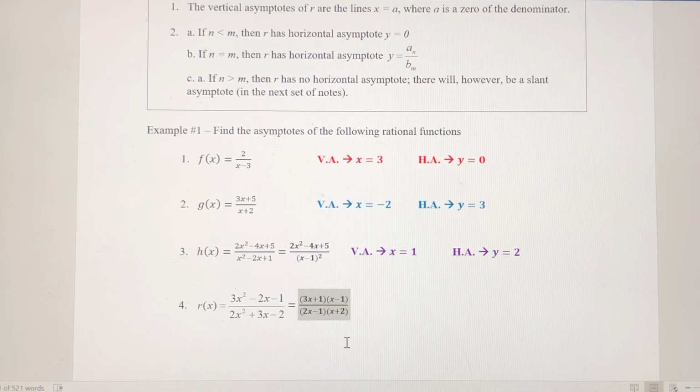So we're going to have 2 vertical asymptotes here. What makes this 0 is 1/2. What makes this 0 is negative 2. So notice I've got those 2 vertical asymptotes. My horizontal asymptote, again, degrees are the same, so it's just going to be 3 over 2, so y equals 3/2. So that's how you find vertical asymptotes and horizontal asymptotes if the rational function has them.